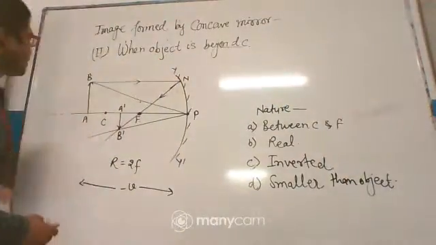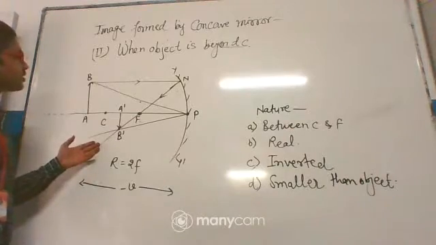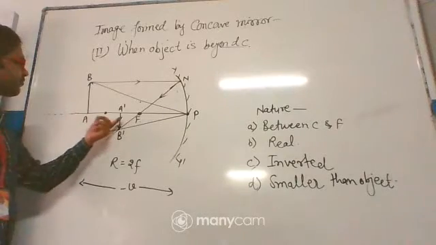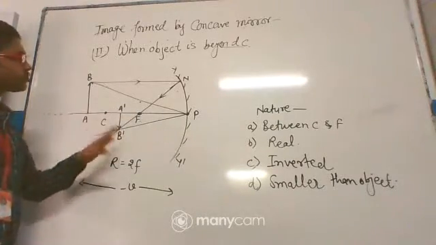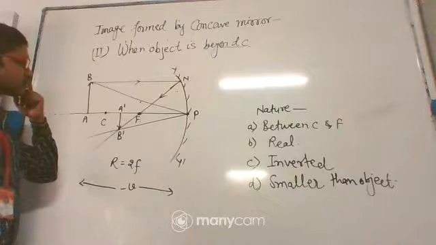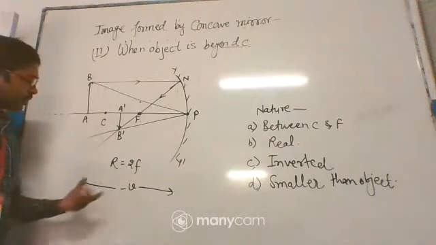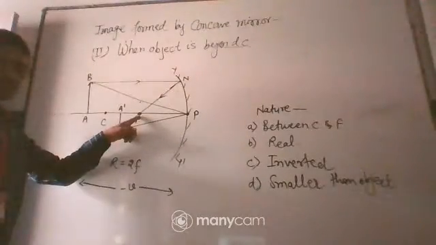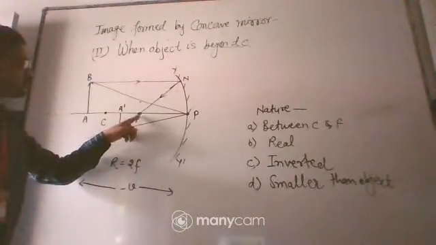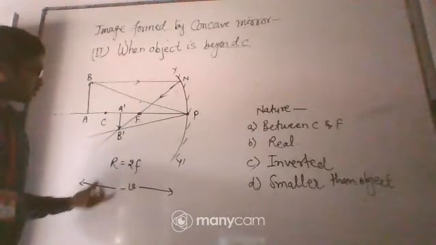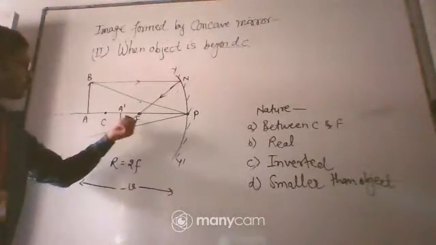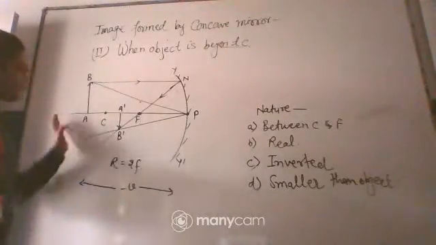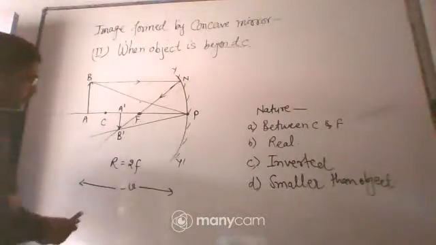So I hope you understand how this image is formed in case of concave mirror when object is placed beyond C and the image is formed between C and F. The ray diagram is shown in the figure, so you should draw this ray diagram in your copy, and by using this formula you can see here that the focus is in between point P and C, because R is equal to 2F. So F must be the midpoint of the point C and P on this principal axis. Okay.